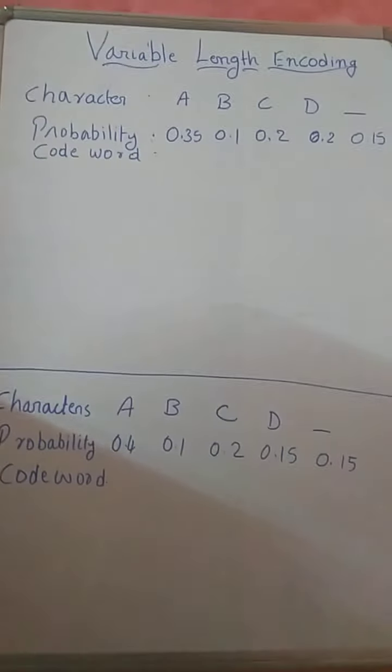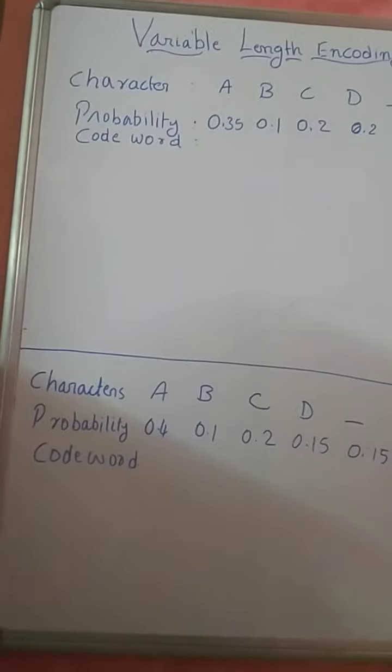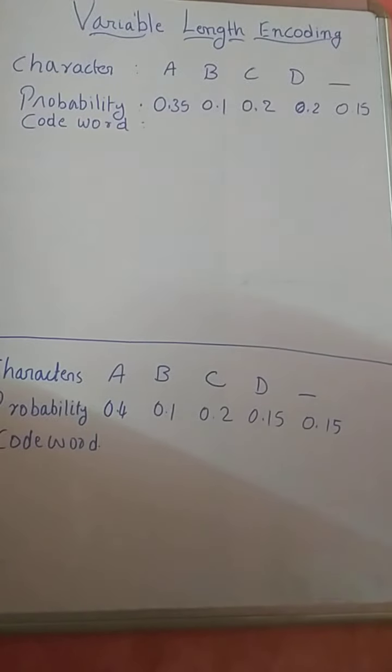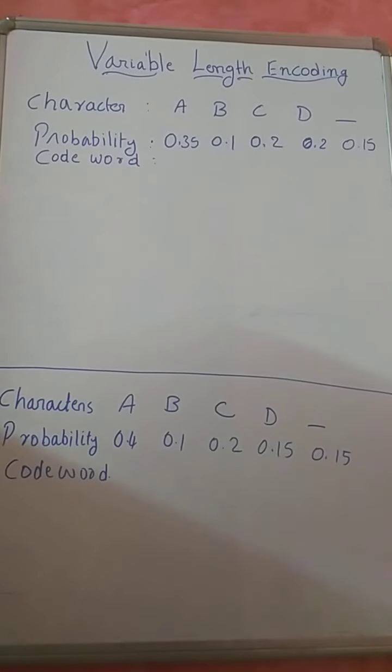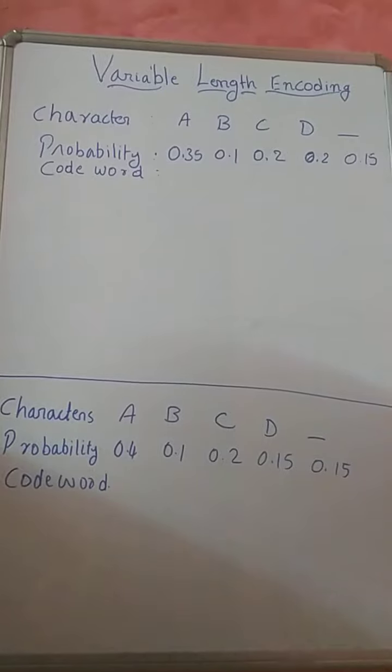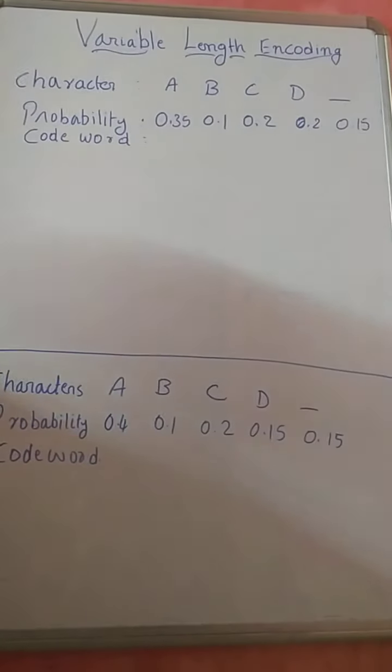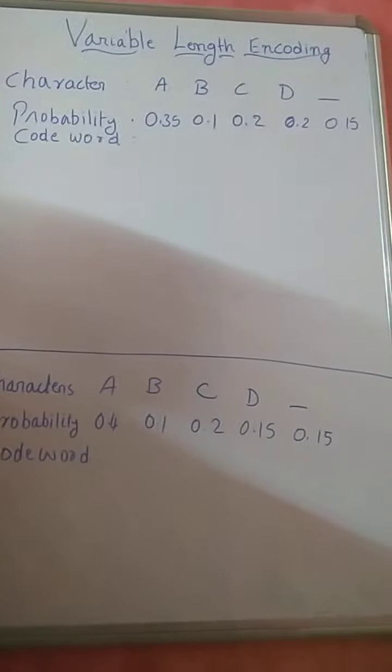Good afternoon everyone. Today's session will start with variable length encoding. In the previous session I explained a fixed length encoding technique and the disadvantages of the fixed length encoding technique. So what are the disadvantages there?